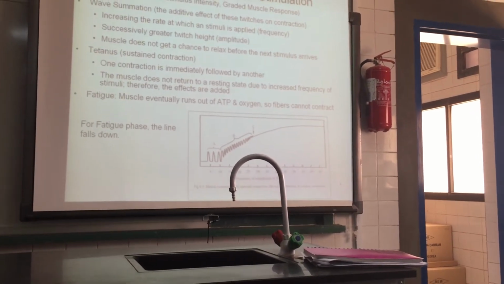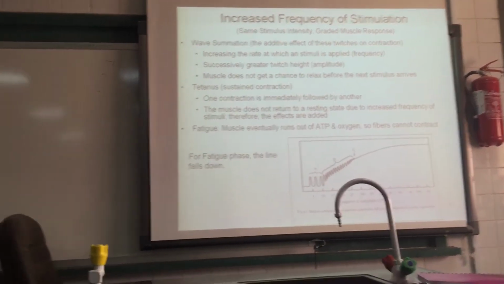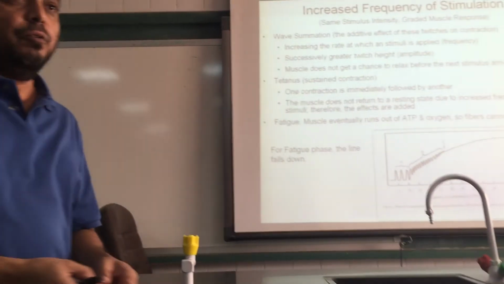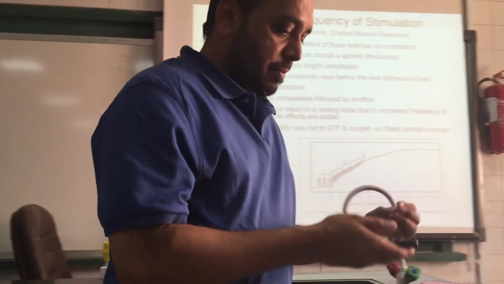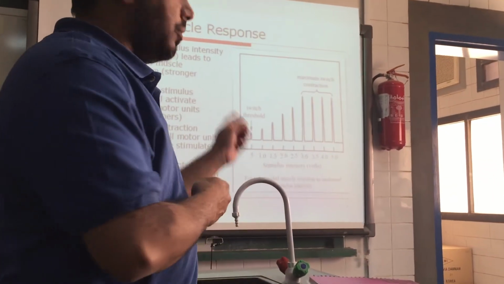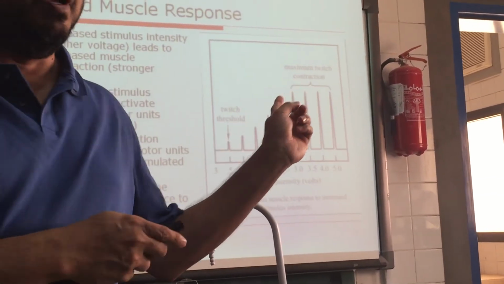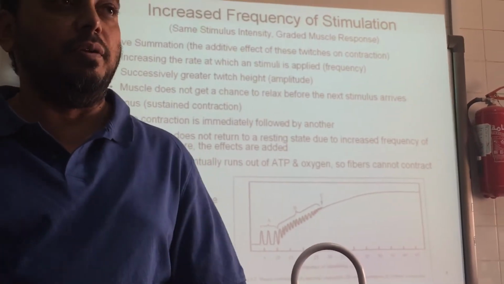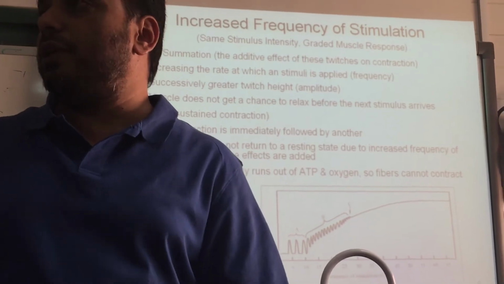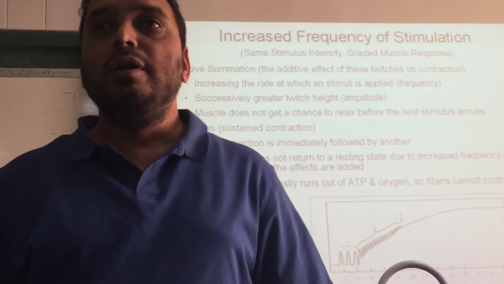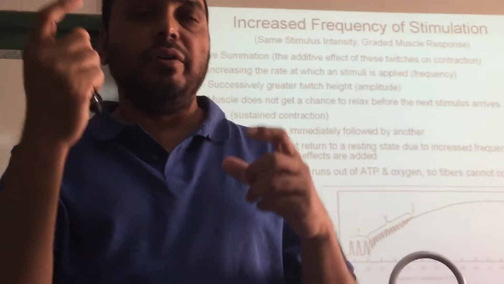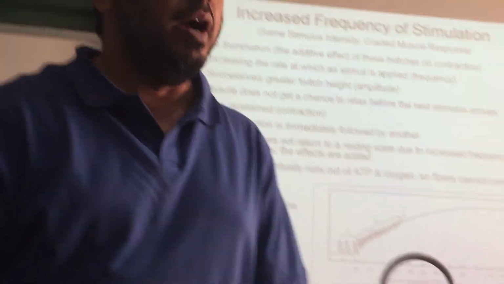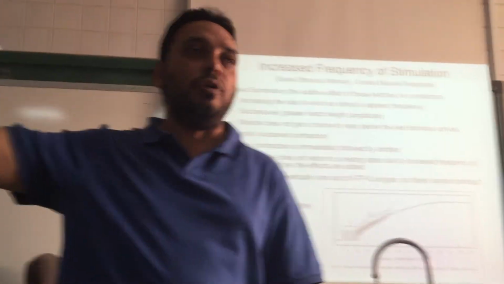Okay? So, is it clear about the increased frequency of stimulation? There were two things we have done. One is we increased the strength of stimulation. And in this, we increase the frequency of stimulation. So when we keep on increasing the frequency of stimulation, the muscle goes into contraction and relaxation. But as we keep on increasing the frequency of stimulation, a time comes when the muscle remains contracted.